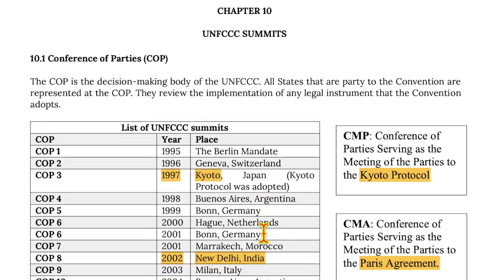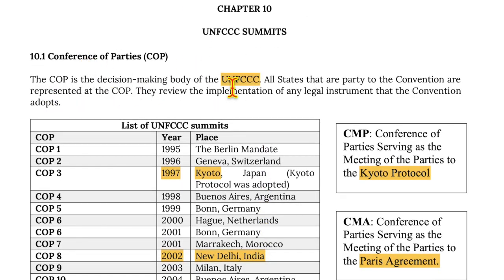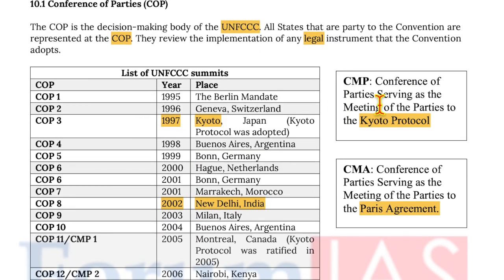On to UNFCCC summits. The Conference of Parties is the decision-making body of UNFCCC. All states that are party to the convention are represented at COP. They review the implementation of any legal instruments that the convention adopts. Now, CMP is the Conference of Parties serving as the meeting of parties to the Kyoto Protocol, and CMA is the Conference of Parties serving as the meeting of parties to the Paris Agreement.